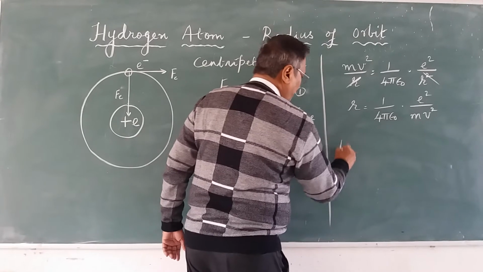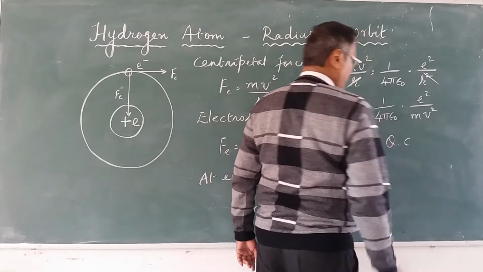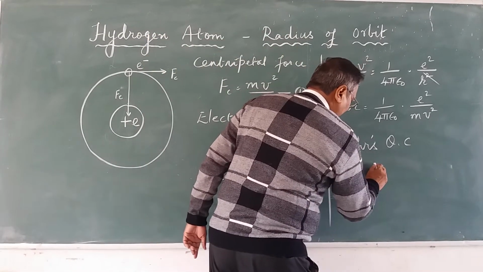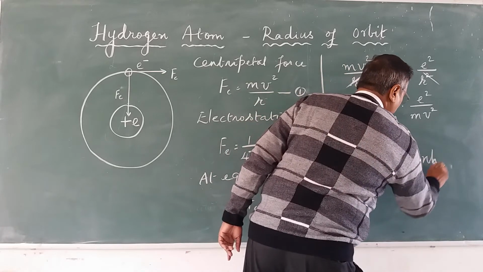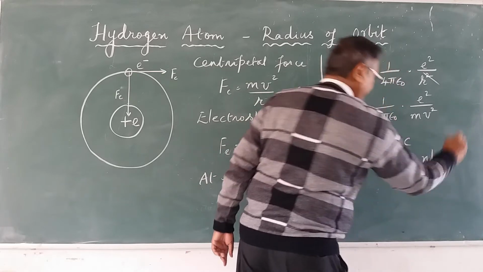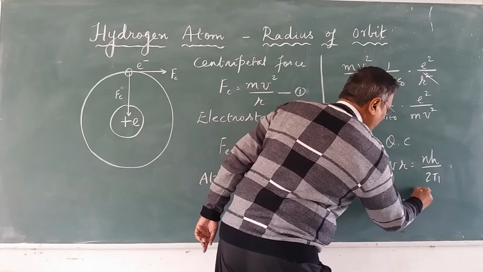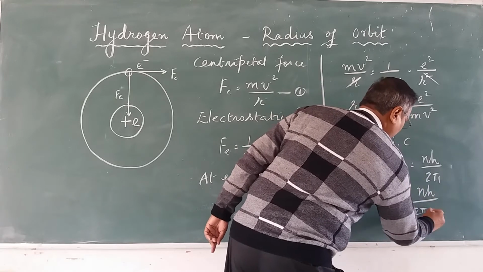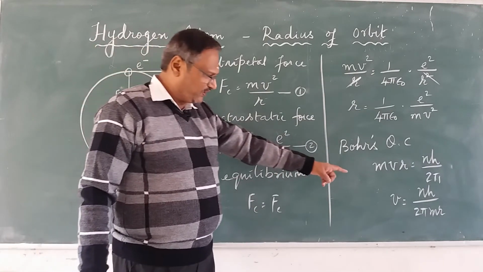We know Bohr's quantization condition. What is Bohr's quantization condition? The angular momentum mvr is equal to nh upon 2 pi. From this I can say v equals nh upon 2 pi into m into r. I got an equation for velocity.